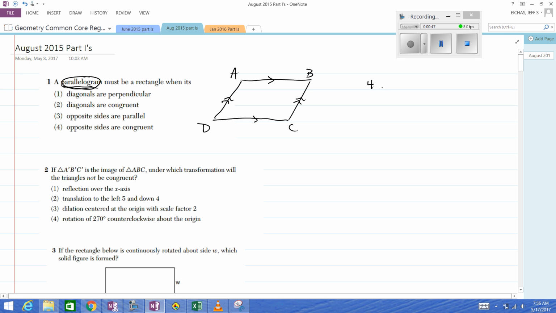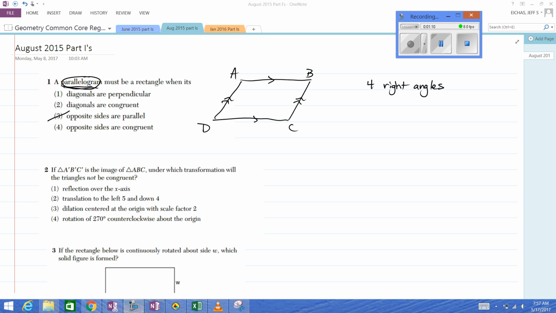Well, you either need 4 right angles, actually even just 1 right angle would upgrade it. If we just had 1 right angle, the other 3 have to follow because it's a parallelogram. Well, that's not a choice. Okay, so now we look at the choices here. Opposite sides parallel, we already have that, so that's not going to make it a rectangle. All right, we already have opposite sides congruent, so again, we can knock that one out.